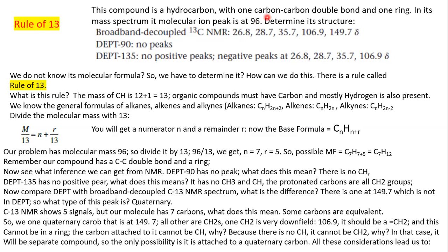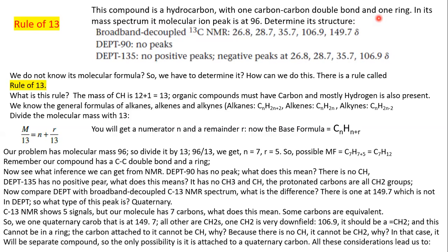This substance has 1 carbon-carbon double bond and it also has 1 ring. So this is the data that we already know, okay? We already know that this is a compound having these types of things there. A ring is there, a carbon-carbon double bond is there, and its molecular ion peak appears at 96 m over z. So this is the data with us.